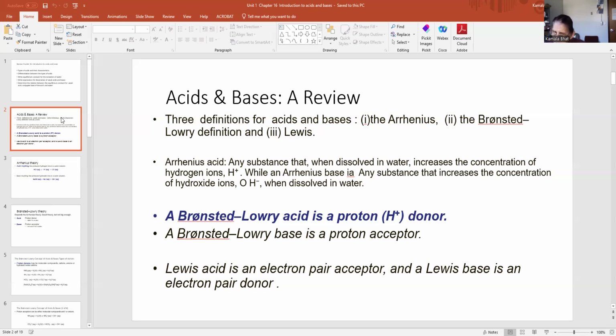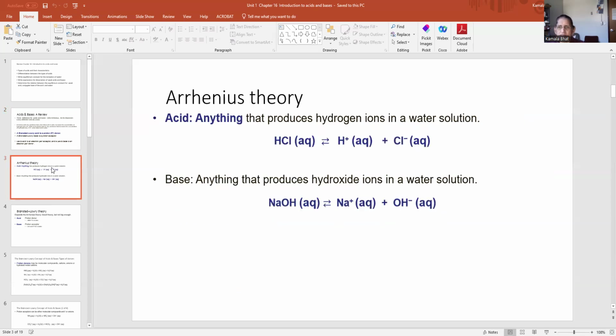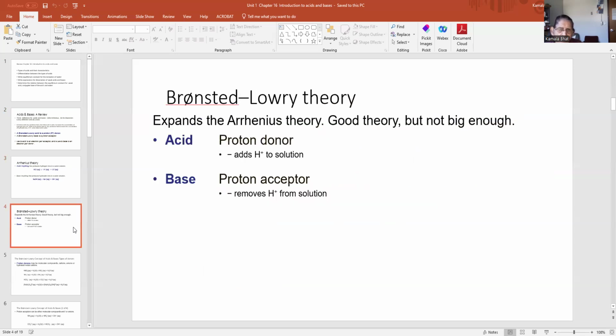It also explains why the oxyacids behave as oxyacids, why those compounds that have lower oxidation number and higher oxidation number tend to have different type of structure and geometry, and therefore they are able to behave as acids. Now, beyond that, this is a simple definition that Arrhenius put forward. So anything that produces hydrogen ions in water is an acid. Anything that produces hydroxide ion in water is a base.